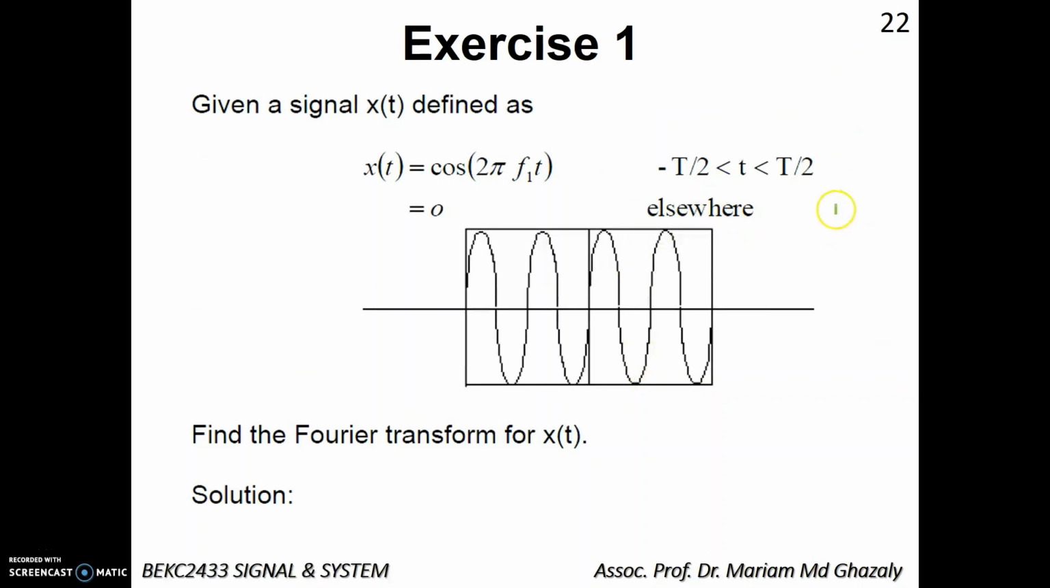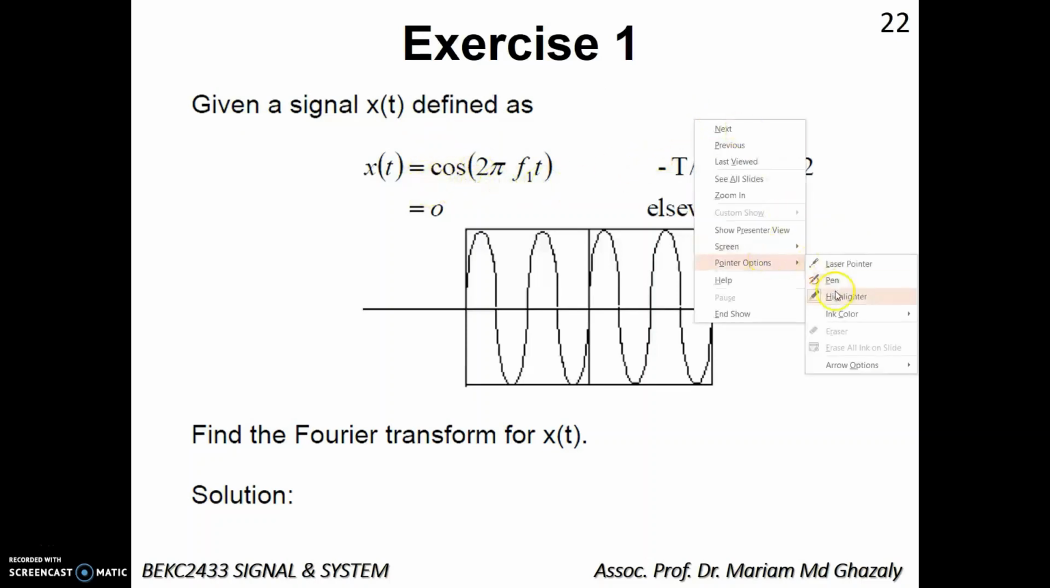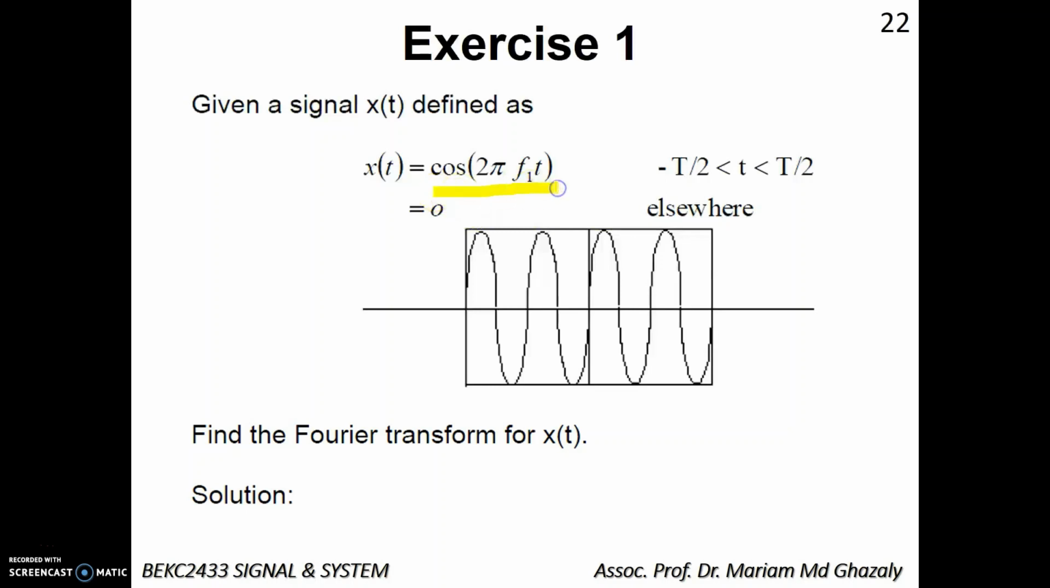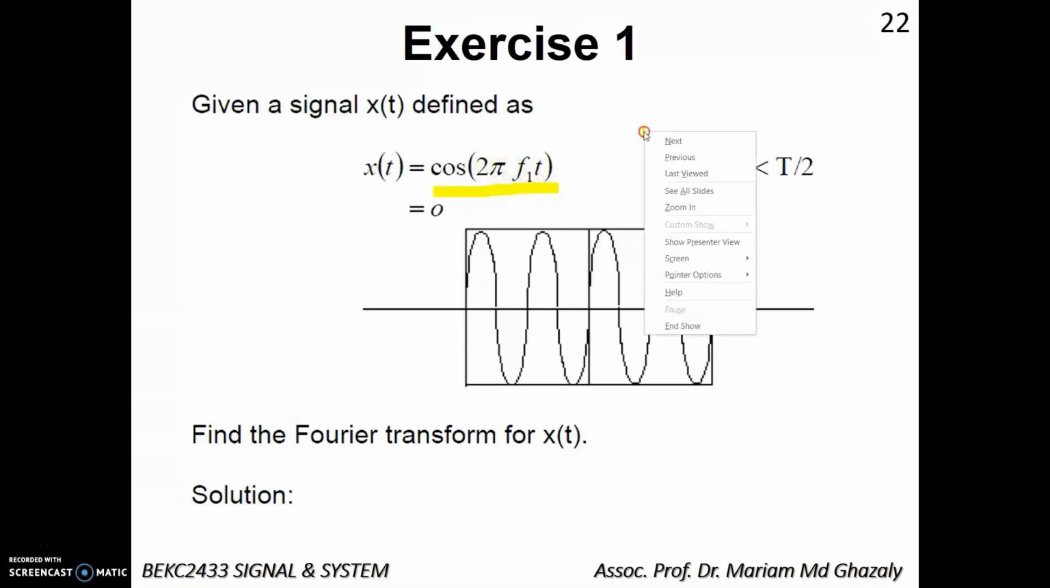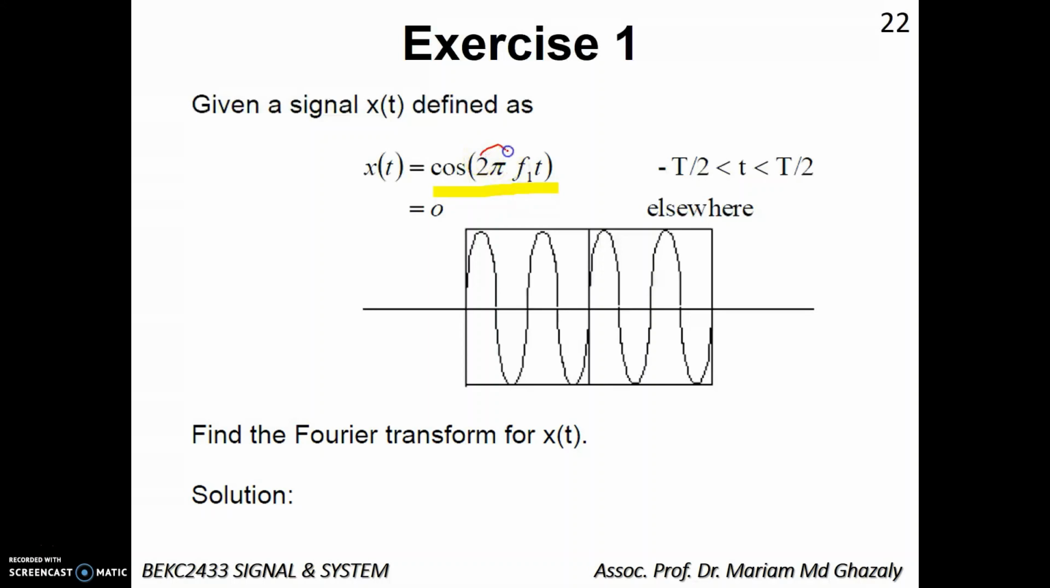Okay, next we are going to do exercise number 1. Given a signal x(t) which is defined as cos 2 pi f1 t, meaning that you have here omega 1 t, if you substitute the value for 2 pi f1 as omega 1. So you have omega 1 t here, which is from minus T over 2 to T over 2.